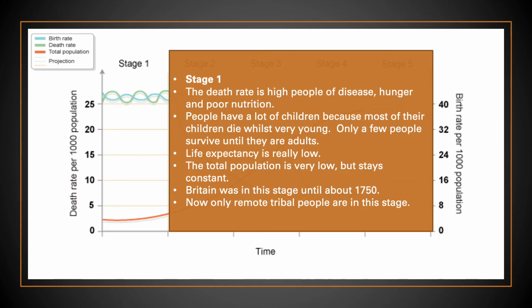Now, because the birth and death rate are roughly the same, the total population, if you look at the orange line, is really low. It's really low, and it stays low. Okay, so stage 2 then.